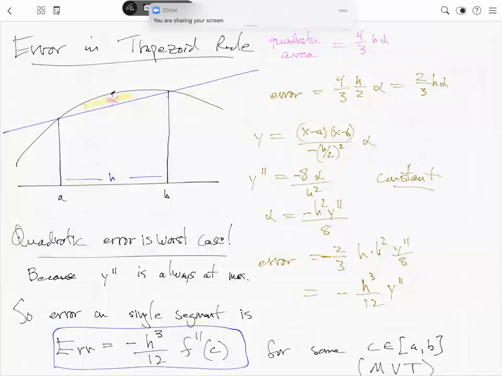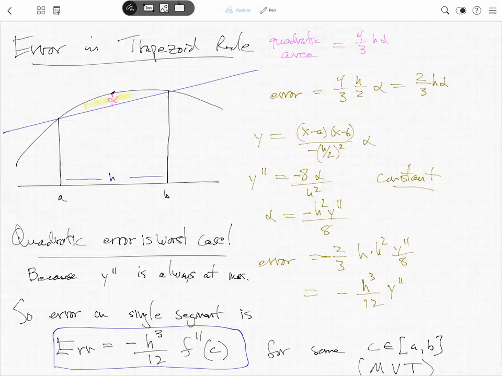Hi guys. So let's see. I want to talk about the error in the trapezoid rule and in Simpson's rule, right? How we estimate the error in computing integrals numerically using those rules. Okay, first of all, the error in the trapezoid rule.